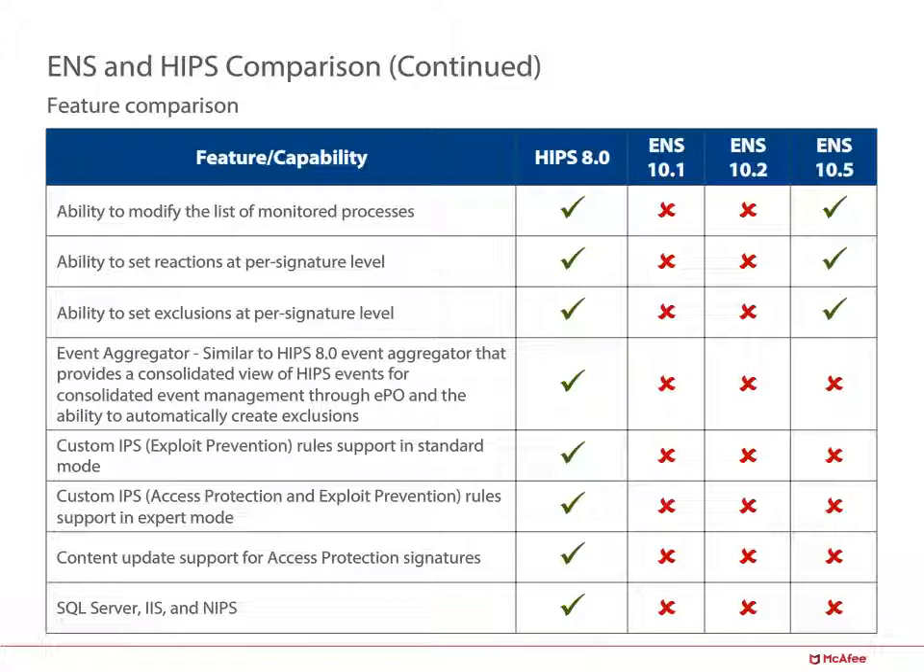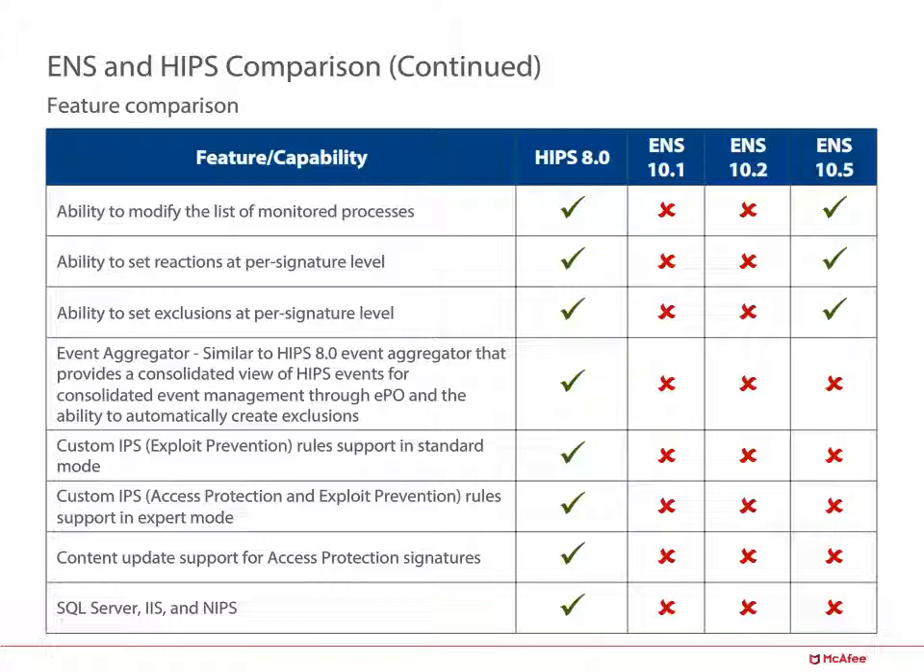The event aggregator, that still is only in host intrusion prevention 8. It has to do with the fact that we could do a consolidated view of all the HIPS events. And you could go in and create exclusions with those events. We cannot create exclusions for the events now with the ENS 10.5.